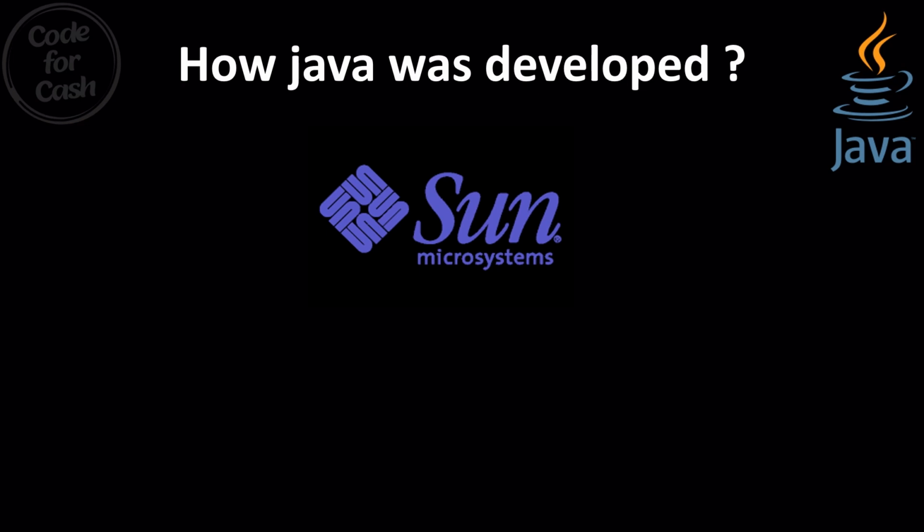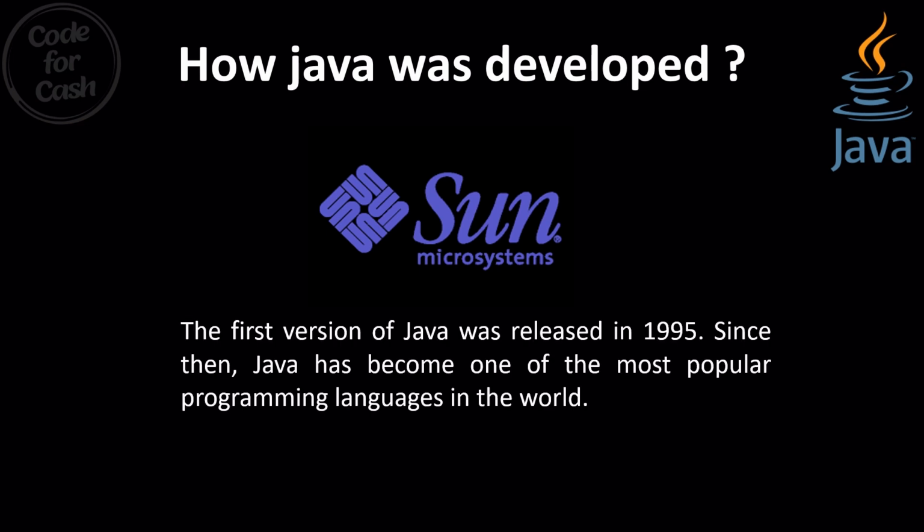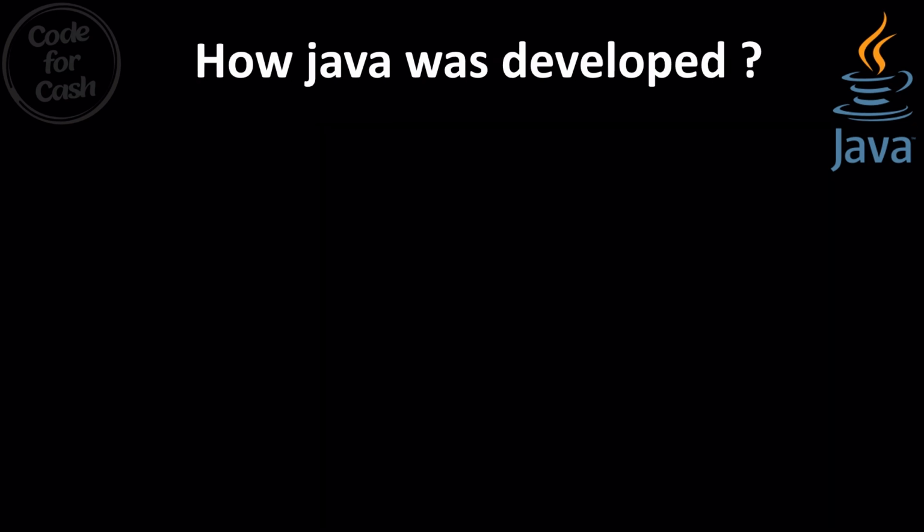Already mentioned that James Gosling was working at Sun Microsystems, and the first version of Java was released in 1995. From that time till this date, and I hope in the future also, Java is one of the most popular programming languages in the world. In the top 5 programming languages index, every year Java will be within the top 5. So that is the power of Java.